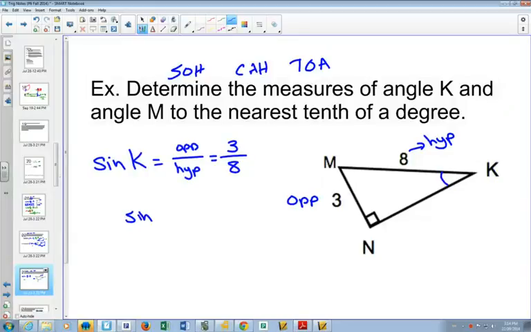So if sine of angle K is 3 over 8, what do I have to do on both sides so I get K by itself? Sine inverse on both sides.